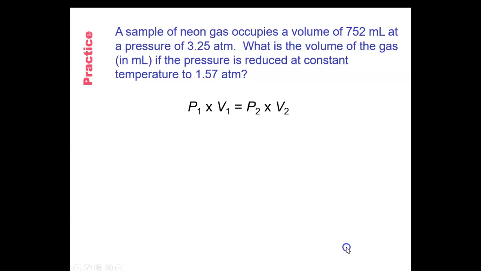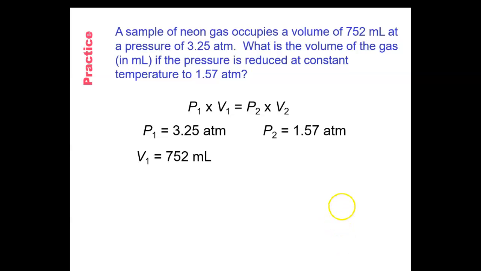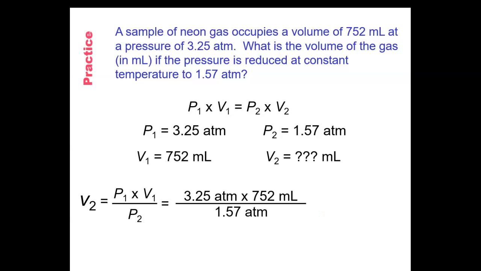Here's another question, and we start with the same formula and different numbers. We're looking for V2. We solve for V2 by dividing both sides by P2. We can then plug in our numbers in units.